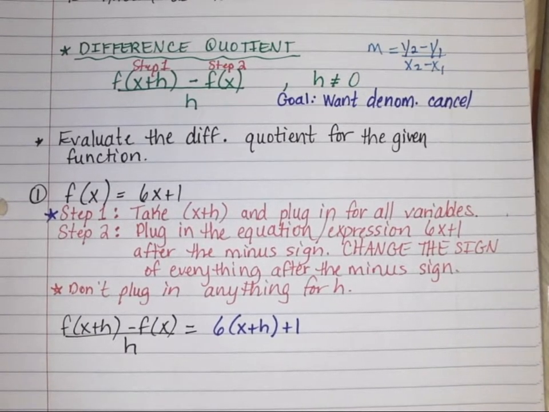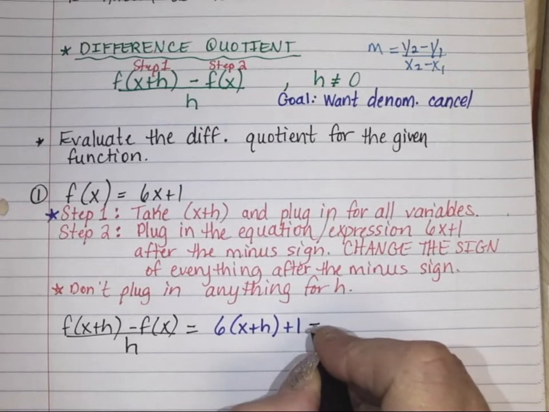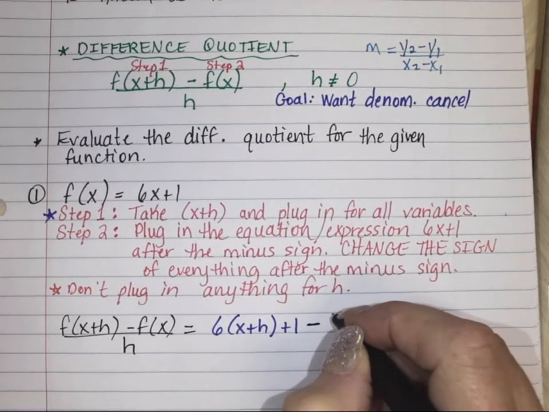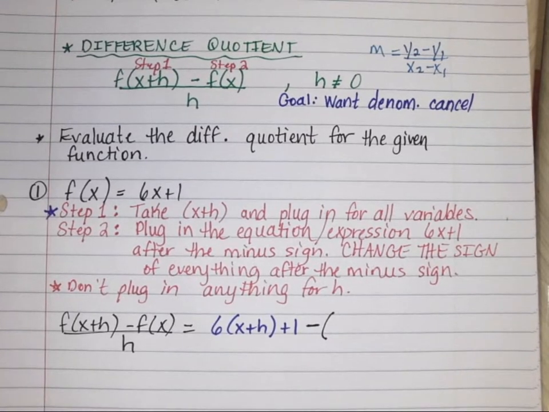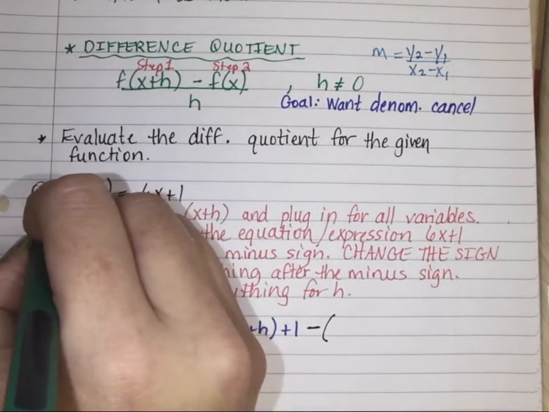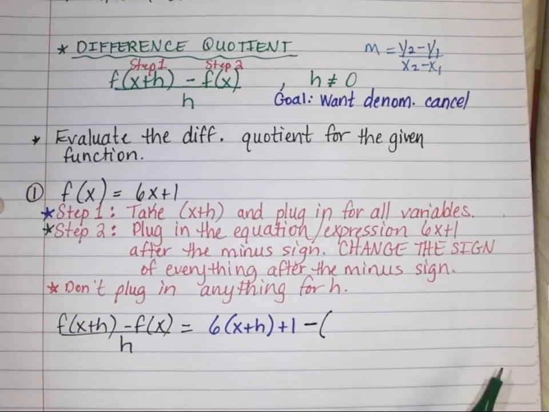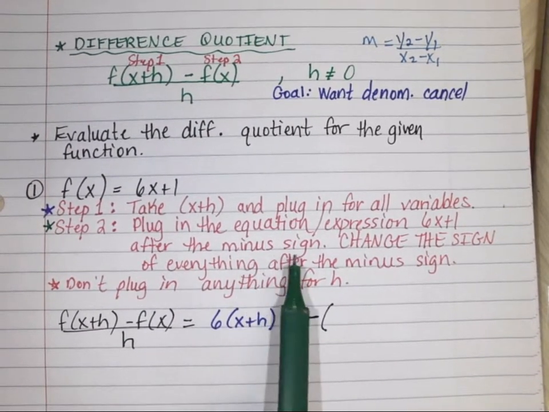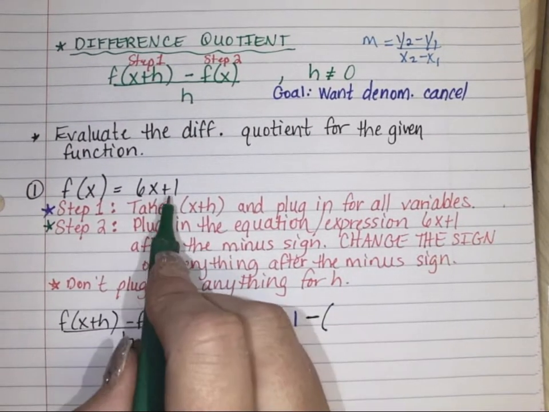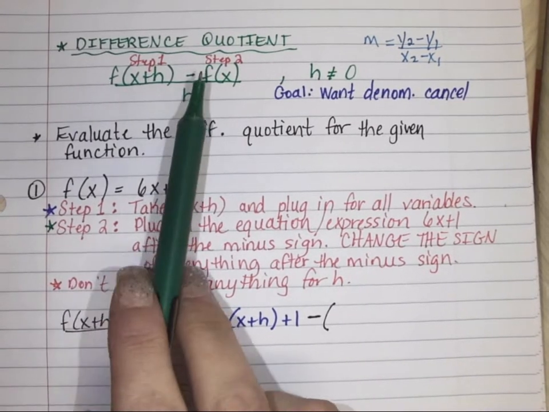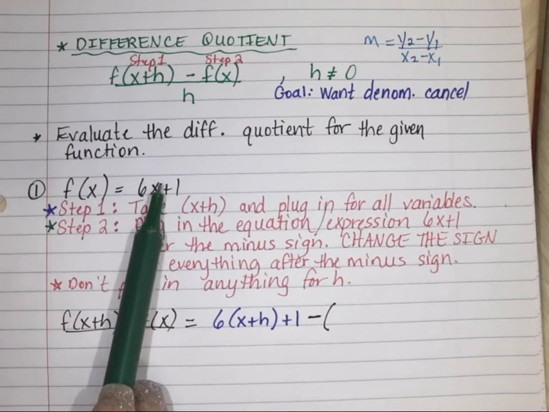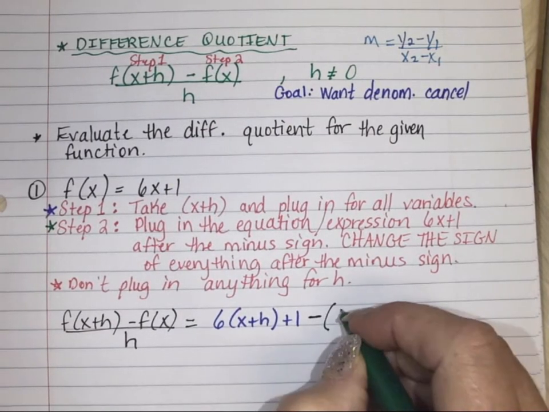Then we've got this minus sign that is built into your formula, and I always put what comes next in parentheses. So then step 2 says I plug in the expression 6x plus 1. That was what f of x is equal to. So you take that chunk and plug it in after the minus sign.